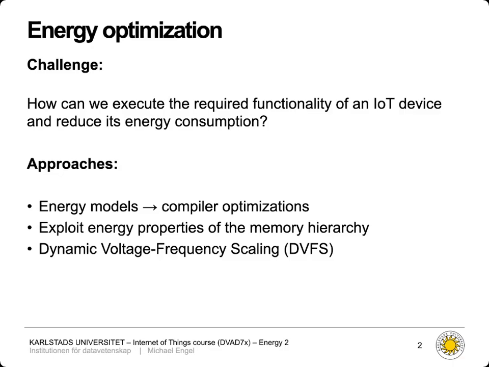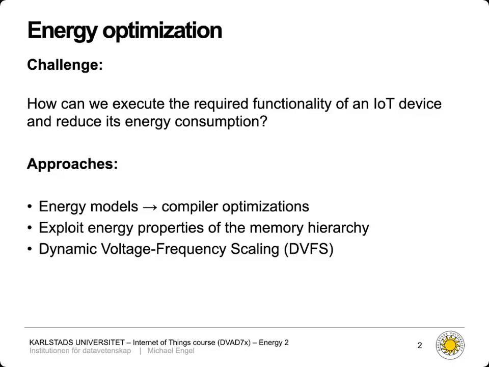So we want to optimize the energy consumption. So we want to reduce the amount of energy consumed by an IoT device as much as possible. Of course, we need to do this because in a battery-driven device, we need to run on battery as long as possible. And on an energy harvesting device, we have so little energy that it's actually required to optimize the energy consumption in order to do something useful. So the challenge really for energy optimization is how can we execute the required functionality of an IoT device and still reduce its energy consumption as far as possible?